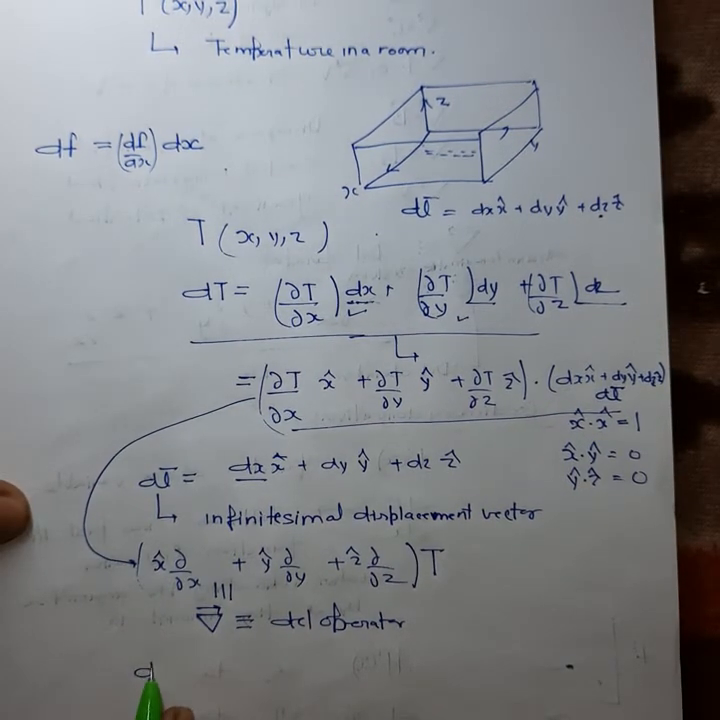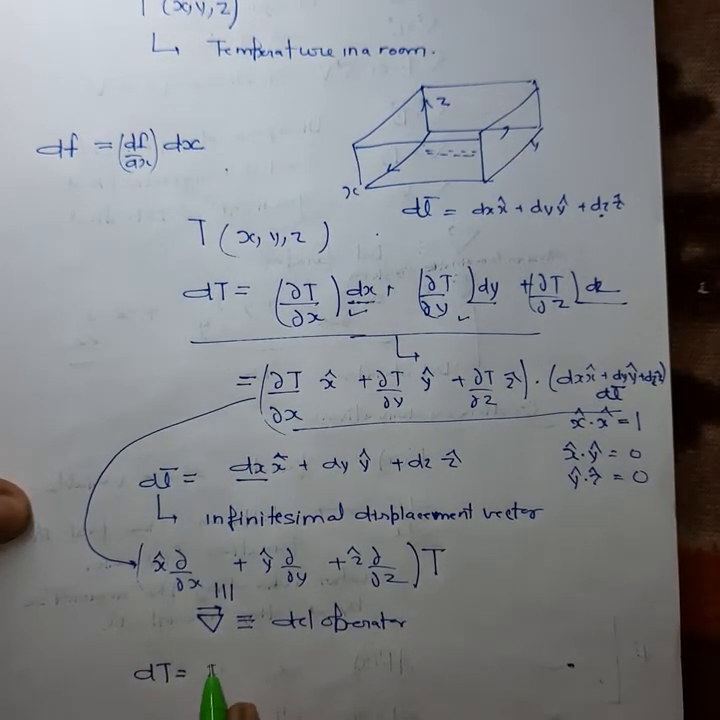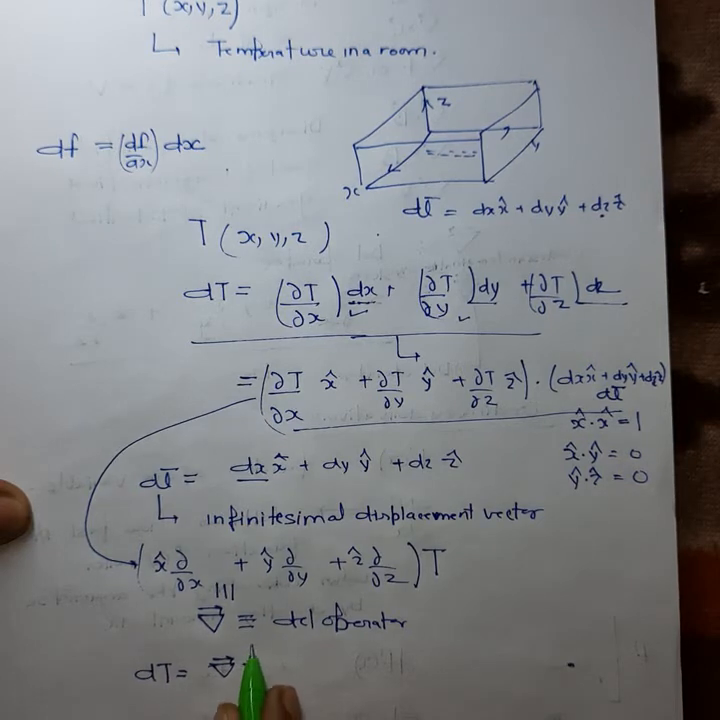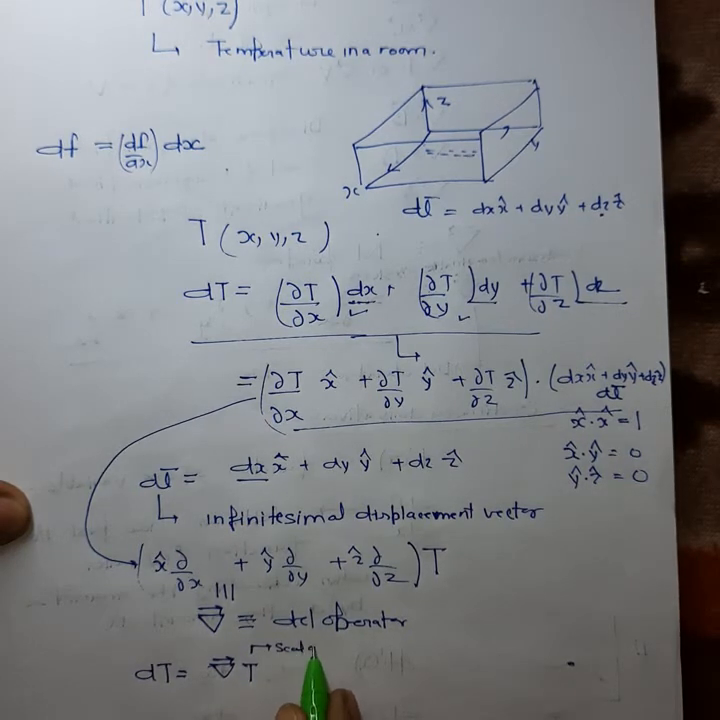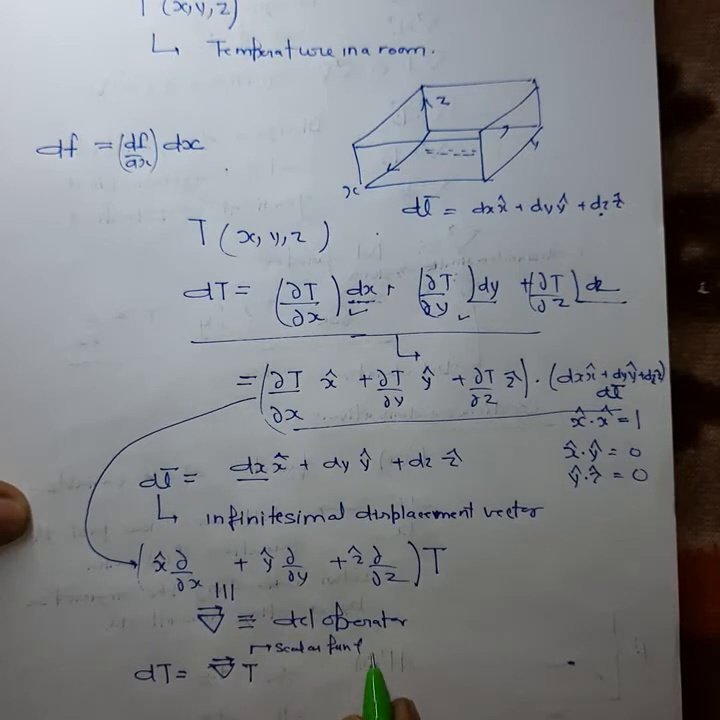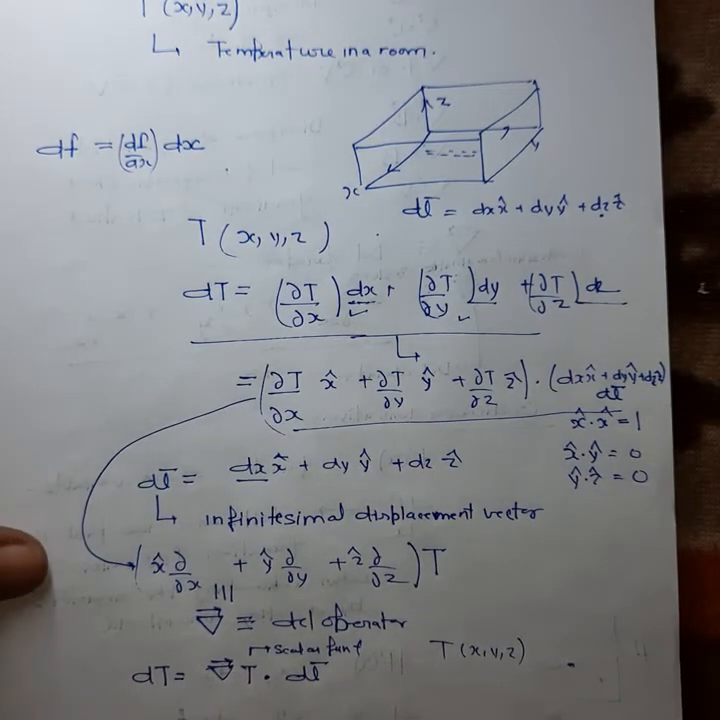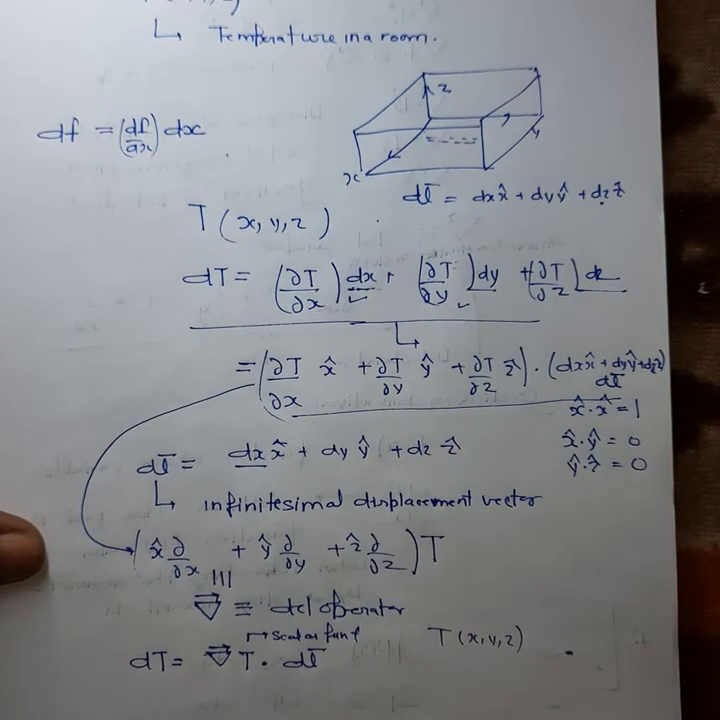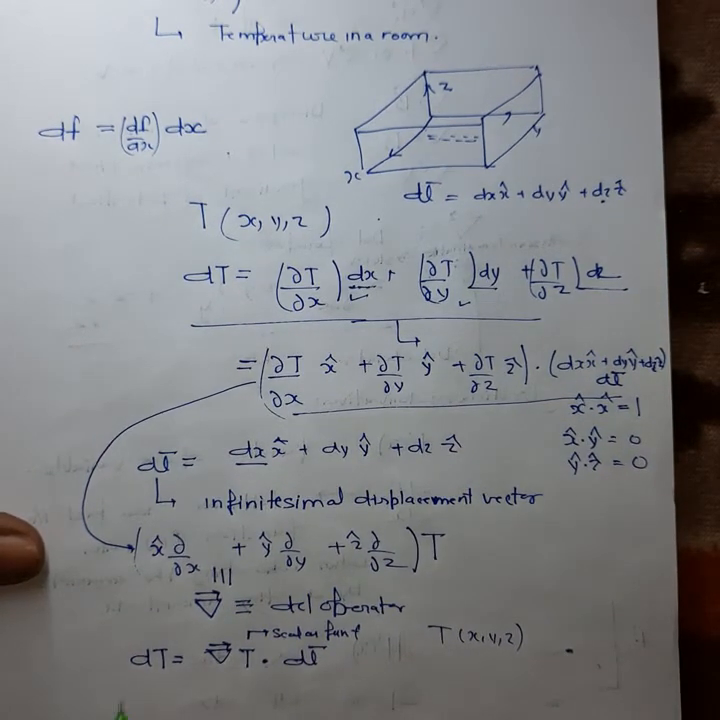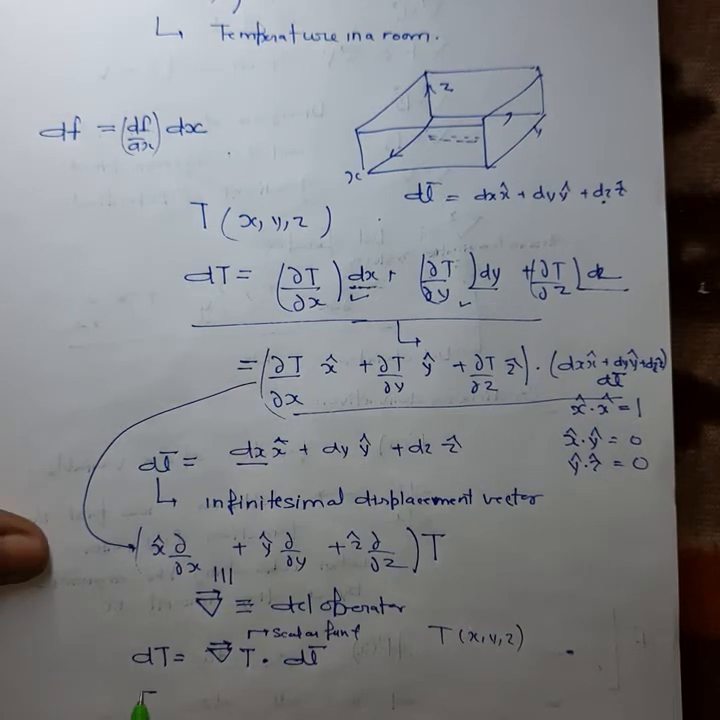So this dT can be written like this. T is a scalar function. Note it. T is a scalar function, that is, a function of x, y, z, and dot dl vector.